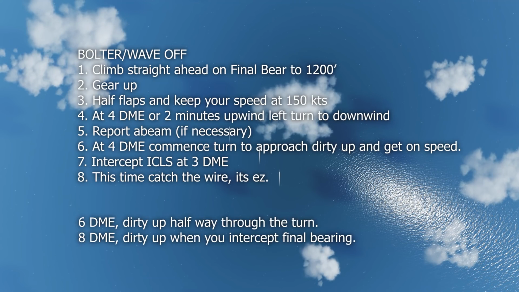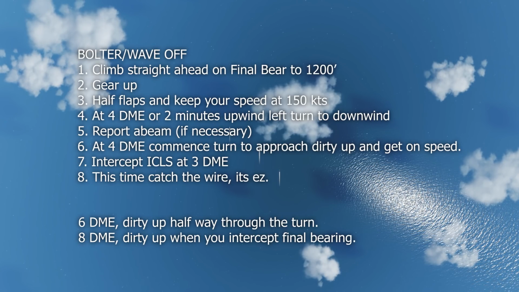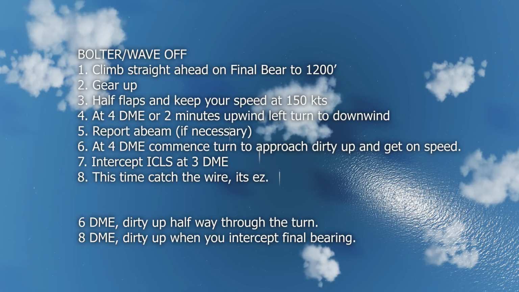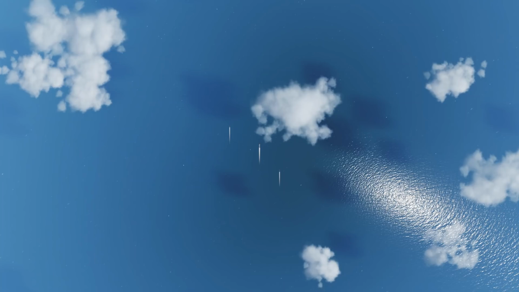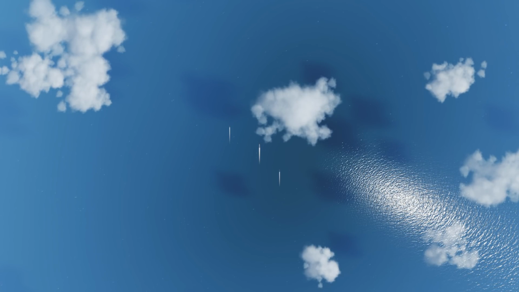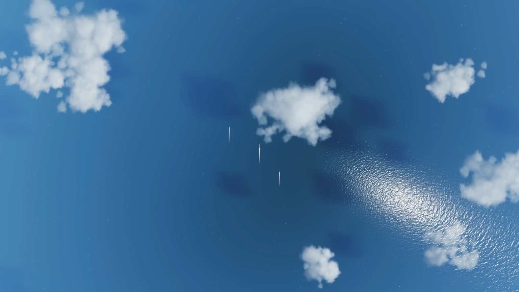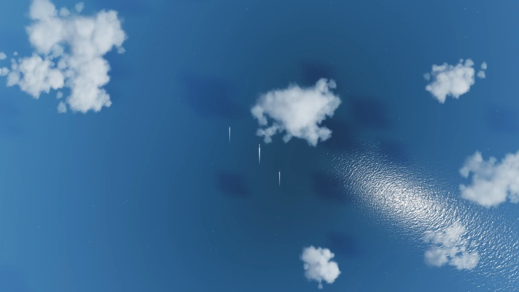If for some reason you cannot turn in at 4 DME, you can try again the following: 6 DME, dirty up halfway through the turn, or 8 DME, dirtying up when you intercept final bearing. Now, that's it. Hopefully this helps you guys figure out how to do Case 3 recoveries. And remember, it's easy, it's just a 21 nautical mile straight in landing.